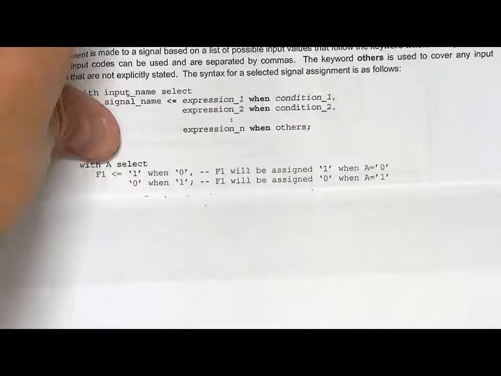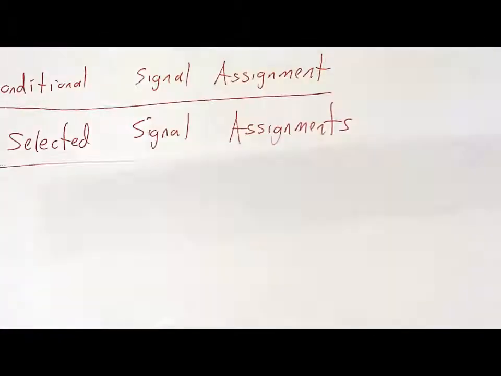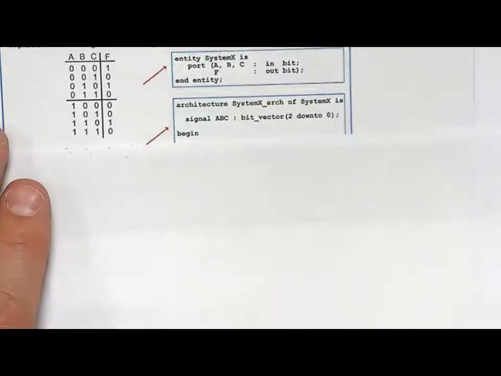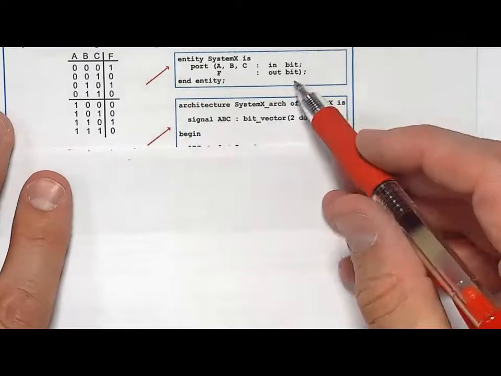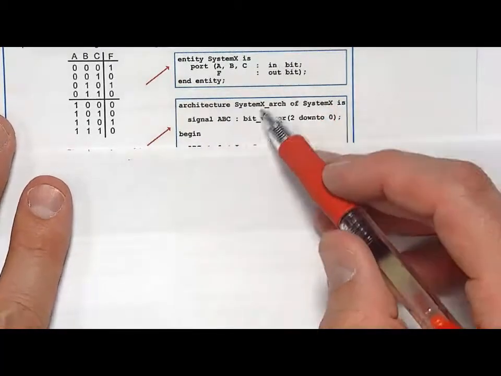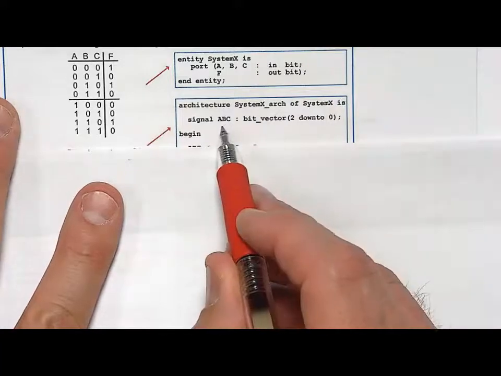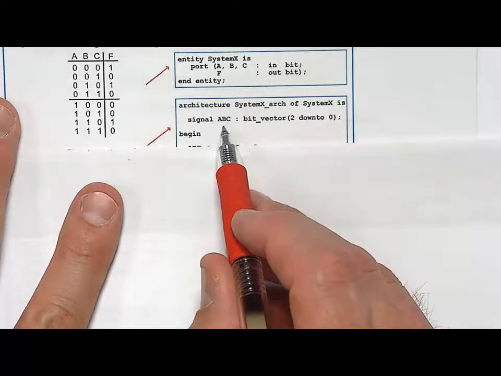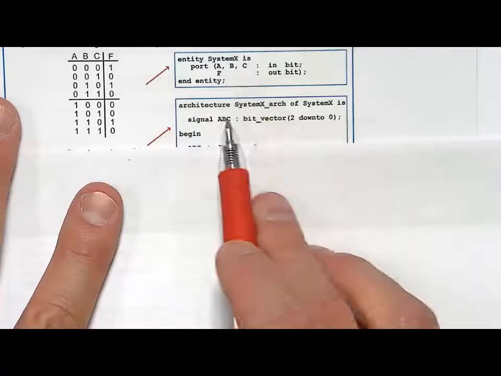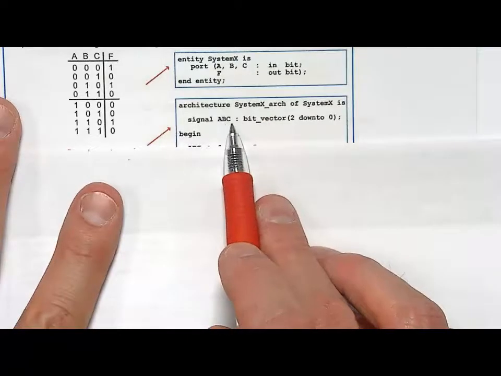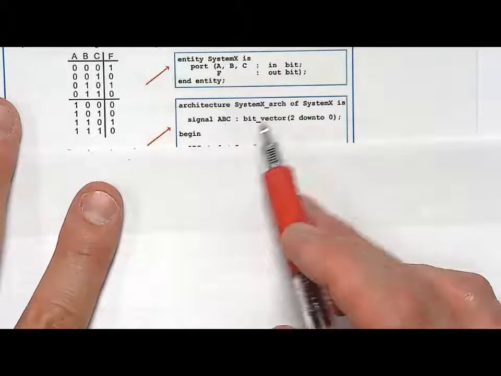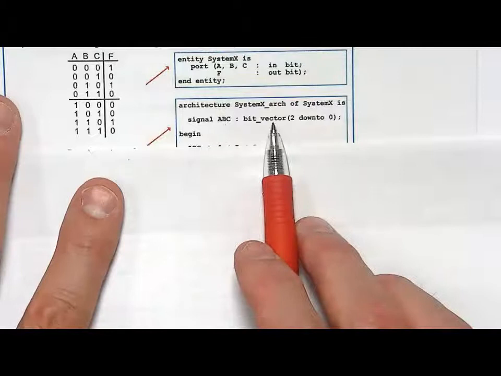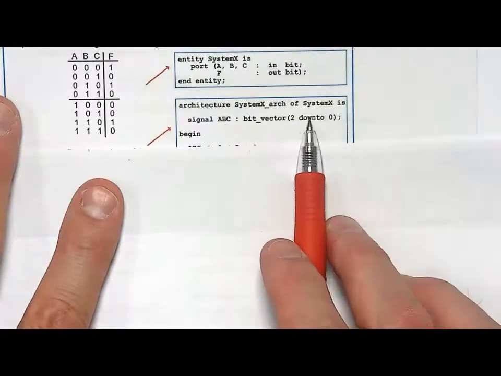So let's take a look at how you would do that. I'm going to look at that exact same example that we just did, and we are going to implement it using selected signal assignments. The first thing you notice, the entity is identical. In the architecture, we now do have a signal declaration because I need some way to concatenate my 3 scalar inputs. So I'm going to create a signal called ABC, which I made up because it's related to the ABC scalars. I'm going to give it a type bit vector, 2 down to 0. And now that is a 3-bit vector.